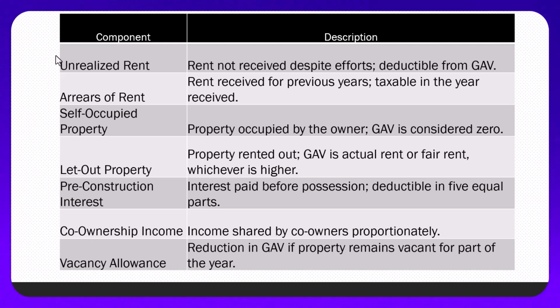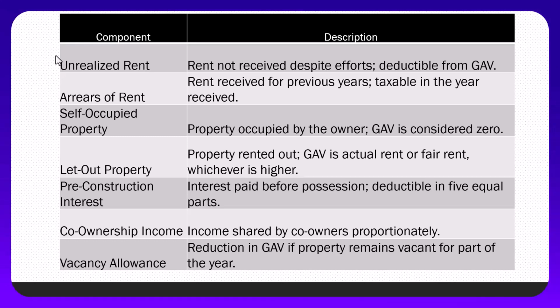Now, then pre-construction interest. Suppose you have made a house and you have taken a loan, and it is under construction. You have been paying interest to the bank, and the bank is charging interest, but the house is under construction. After construction, suppose you let it out. Whatever pre-construction interest you have paid till that time, you can also claim, but in 5 installments. In 5 subsequent installments, you can claim all that interest which you have paid before letting out the property.